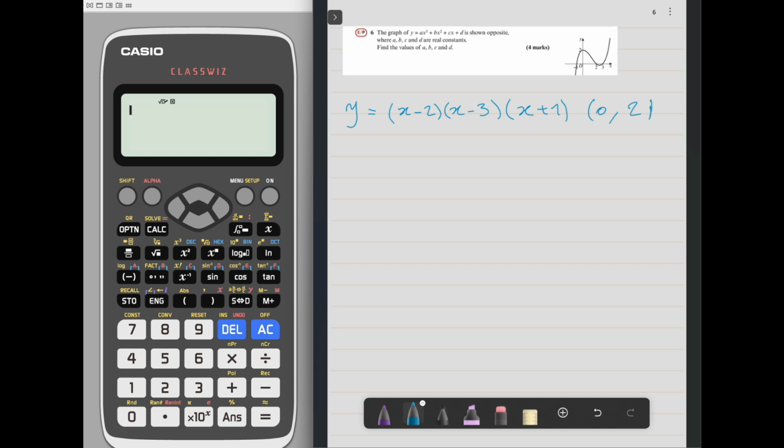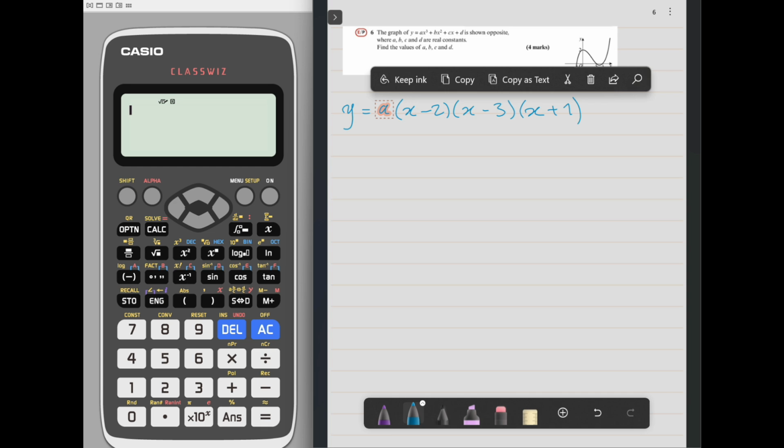So what am I going to do? Very important. You are going to write y equals a times x minus 2 times x minus 3 times x plus 1. You have a coefficient, and this will also be your a in this real question.